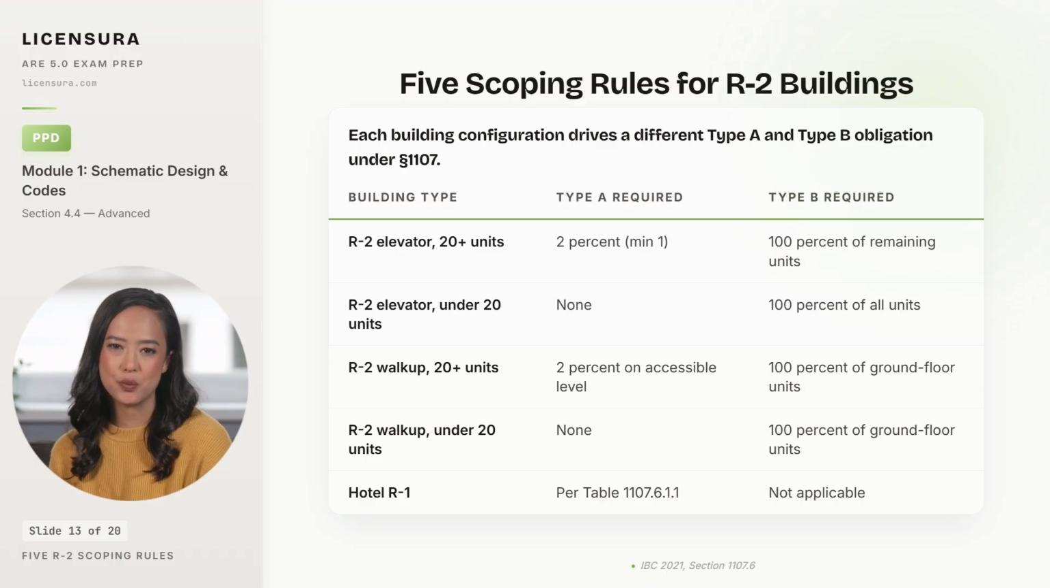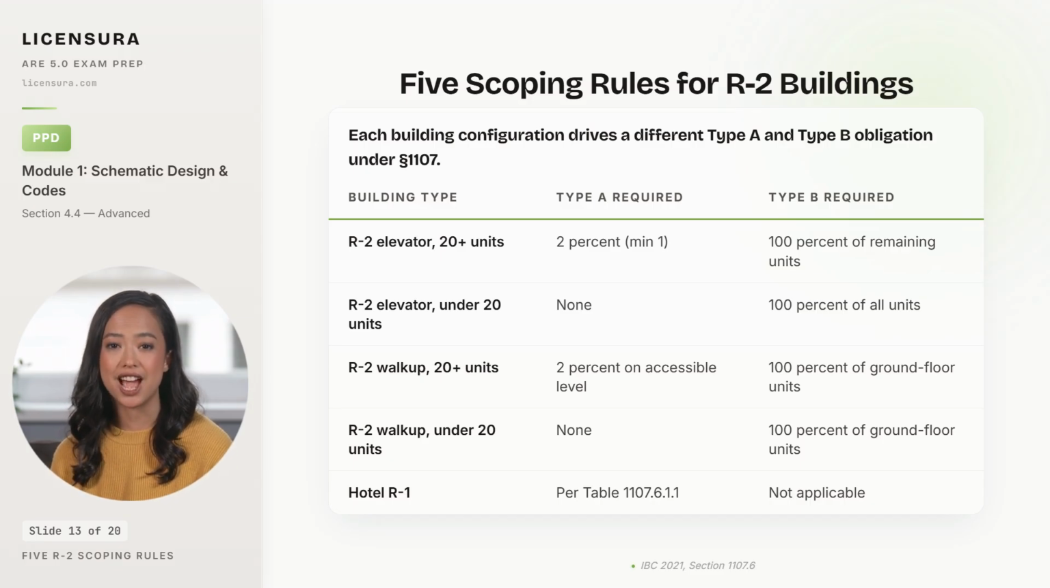Third row. A walk-up building with 20 or more units requires Type A at 2% on the accessible level, typically the ground floor, with Type B on every ground floor unit. Fourth row. A walk-up with fewer than 20 units skips Type A entirely, but still requires Type B on every ground floor unit. Fifth row. R1 hotels carry a separate scoping table at 1107.6.1.1 and are not subject to the Type B regime at all.